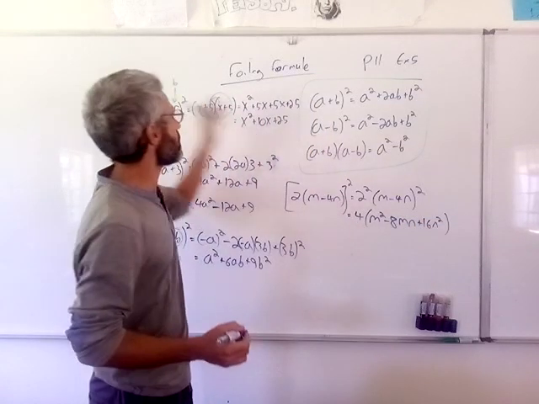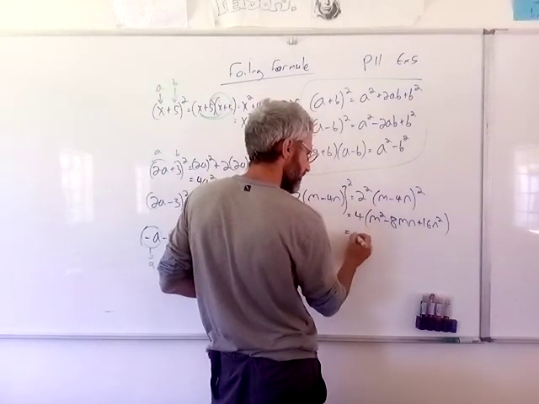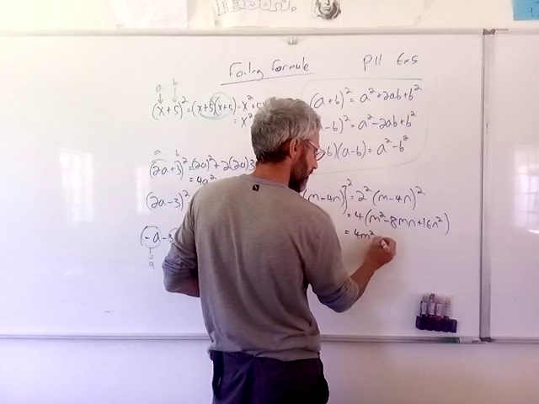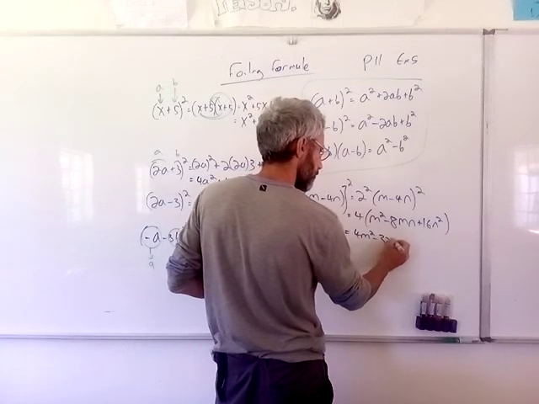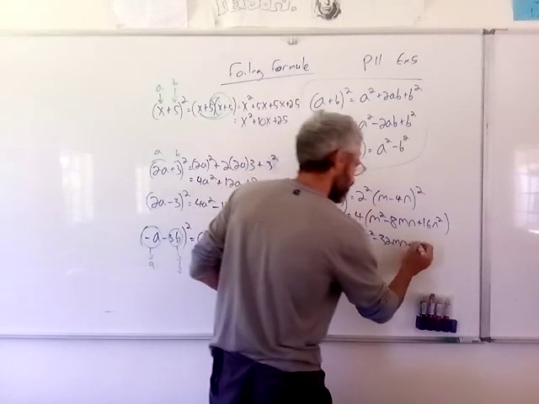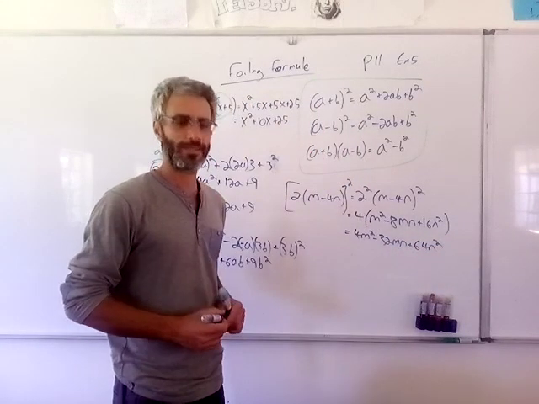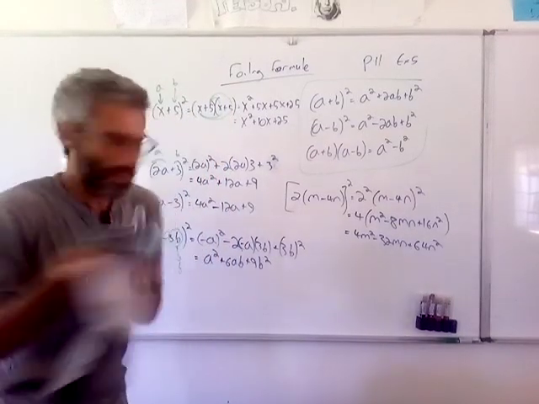And because I'm asked to expand, I need to still open the last bit here. That's 4m squared minus 32mn plus 4 times 16, and that's 64n squared. Okay? Right, I'm just going to make some space here.